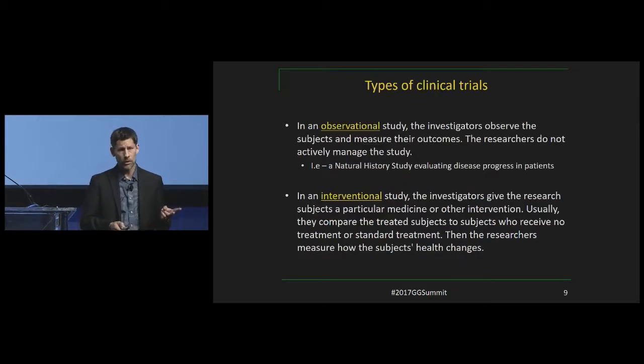So really there are two types of clinical trials in general. There's the observational type and there's the interventional type. So observational, generally these are natural history studies, and interventional is where you're trying to go through some level of treatment.